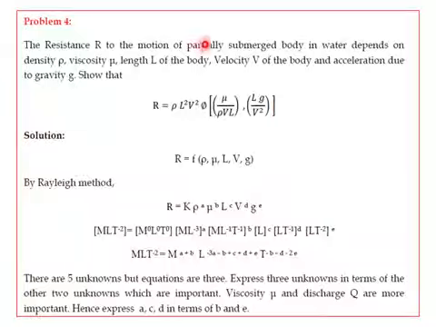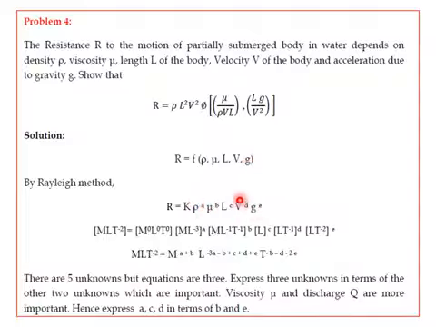So another problem is that the resistance R to the motion of a partially submerged body in water depends upon the density rho, viscosity mu, length L, velocity v of the body, and acceleration due to gravity g. We have to prove this equation. So now we know that resistance is a function of rho, mu, L, V and g. So therefore R is the dependent variable, whereas these are the independent variables. Now expressing R by an exponential equation, that is k rho to the power of a, mu to the power of b, L to the power of c, v to the power of d, g to the power of e.